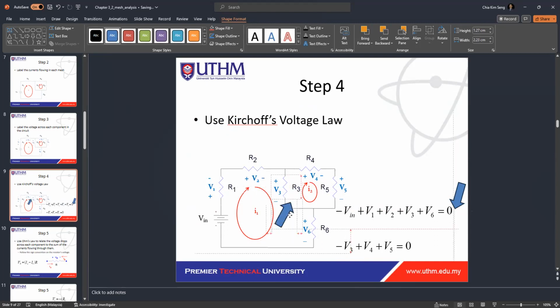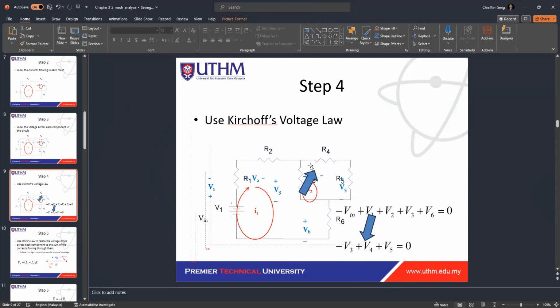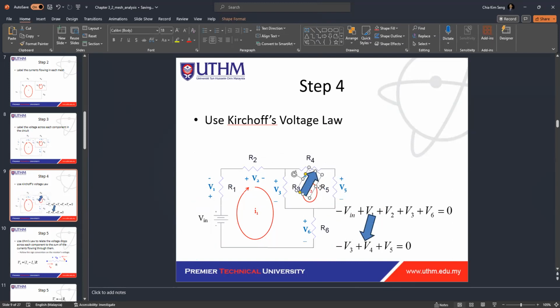Okay, so when the current I2 moves to here, you see this component is negative. So that's why you see negative V3. The next component is a positive V4, so you write positive V4. And then lastly it's a V5 positive. So that's why you write V5 positive equal to 0, okay? So these are the two equations in step 4.